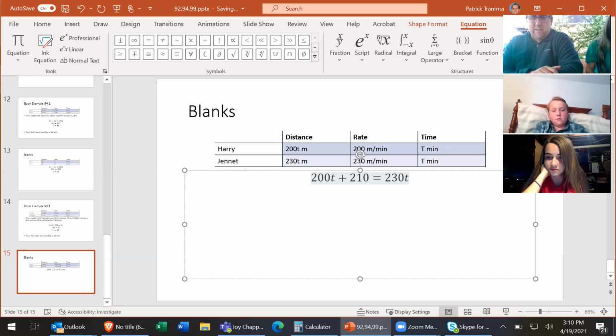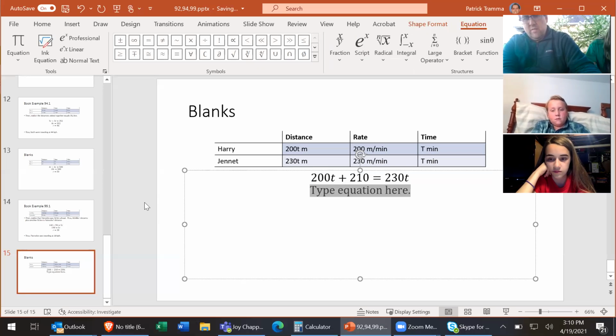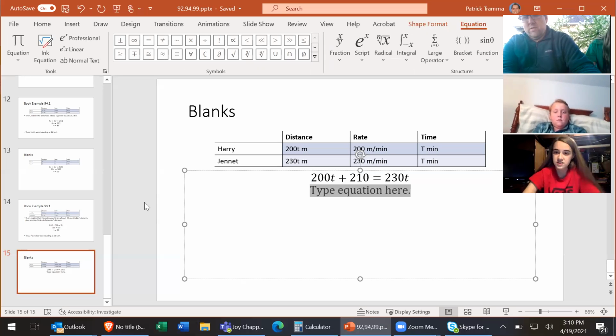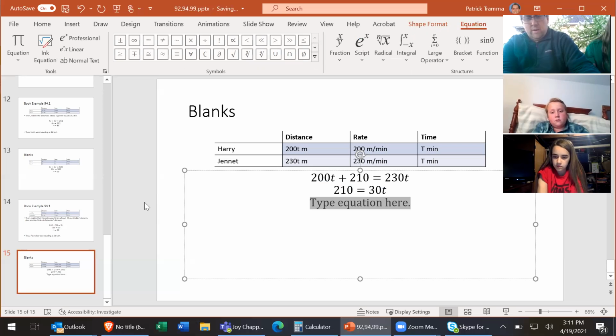You guys get how we did that? Okay, so now solve that. What would we do, Rosie? You subtract 210. No, leave it where it is, it's positive. Then you subtract 200t from each side. There you go. So 210 equals 30t. Very good, 21 divided by 3 is 7. So it took 7 minutes.